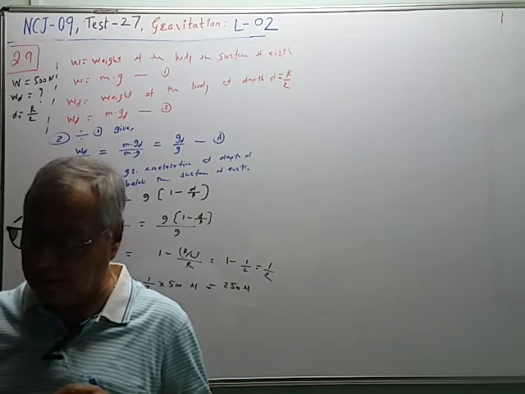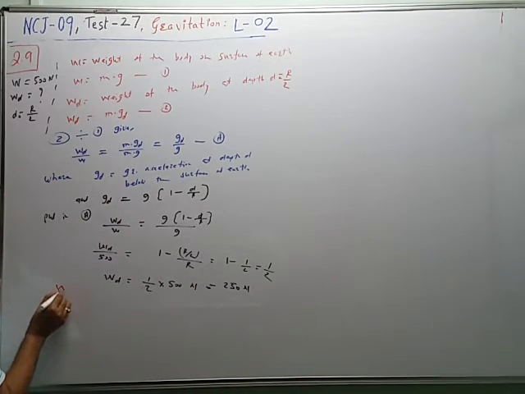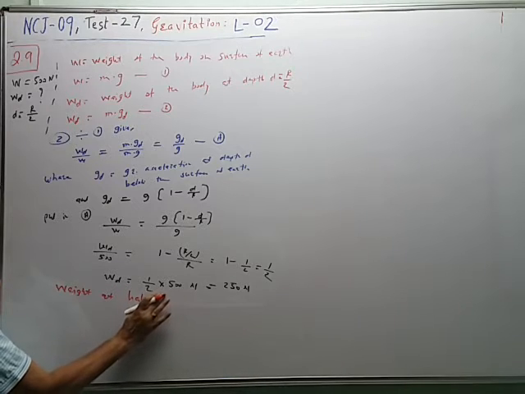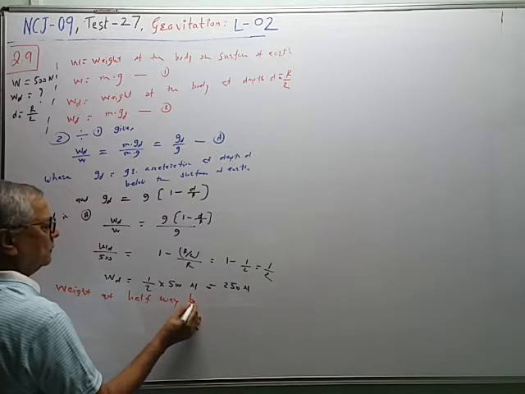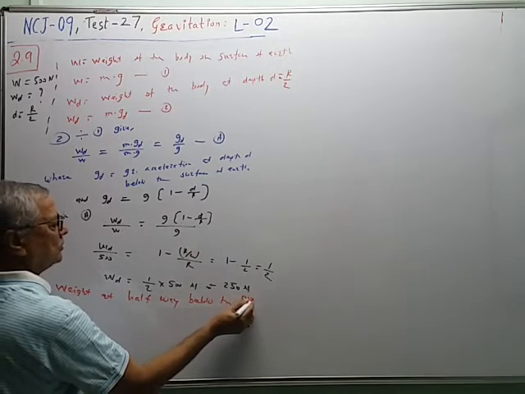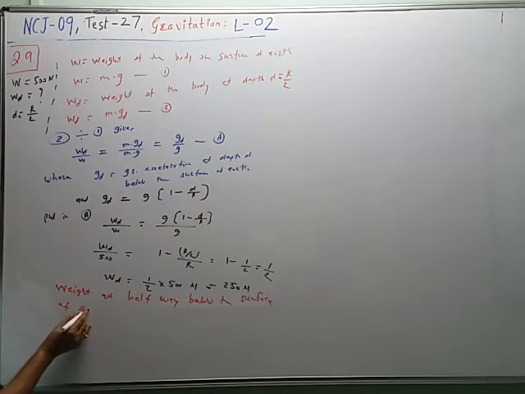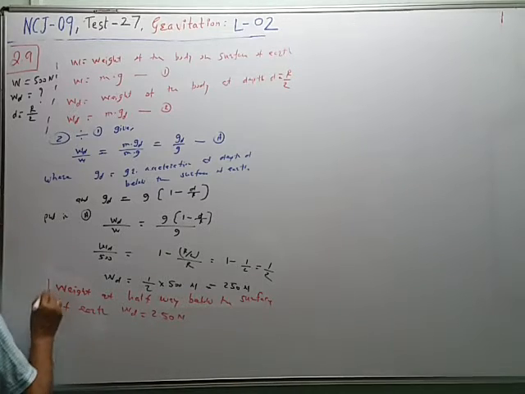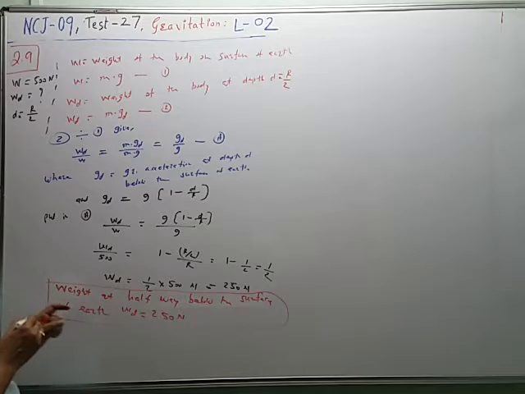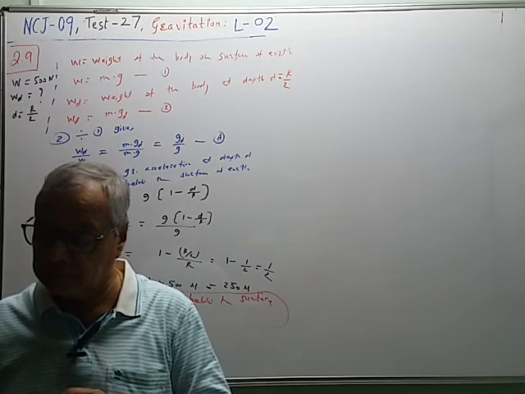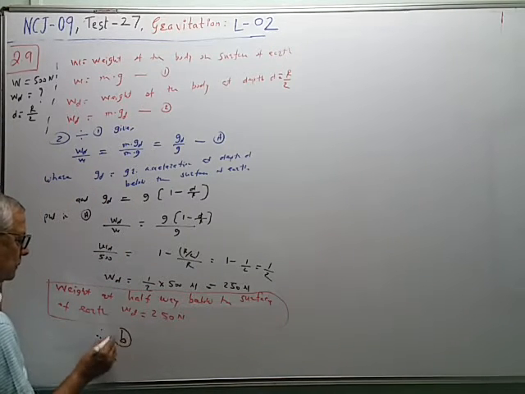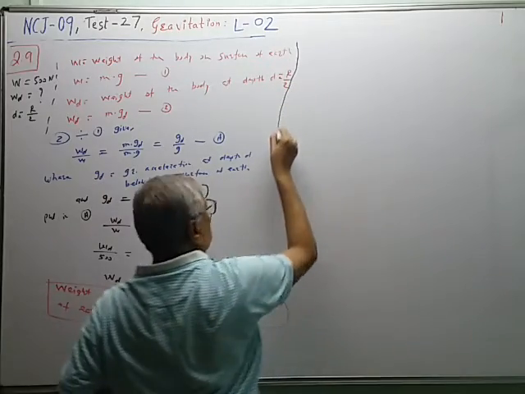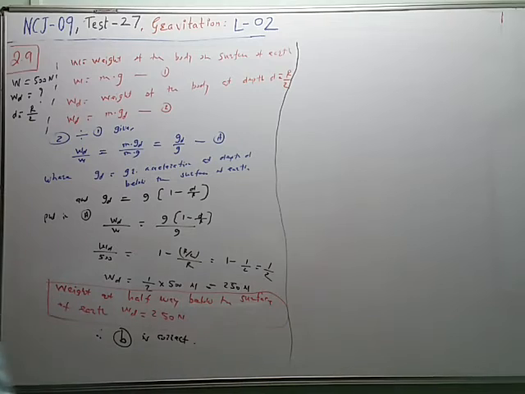The weight at halfway below the surface of Earth: WD is equal to 250 Newton. The correct choice is B. B is correct.